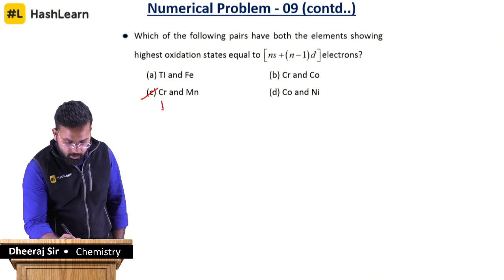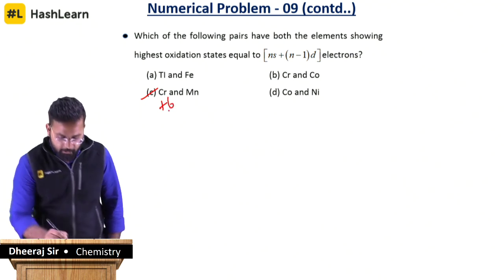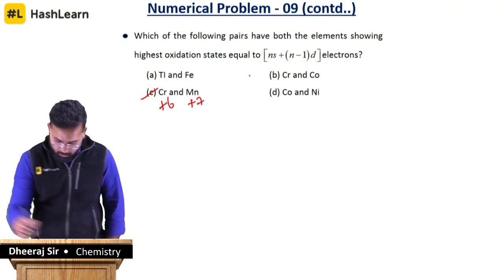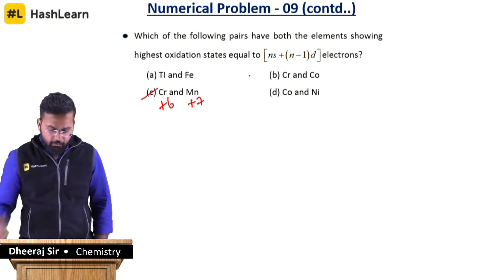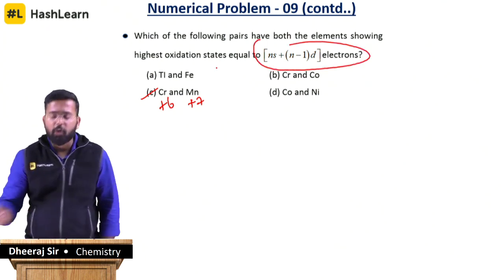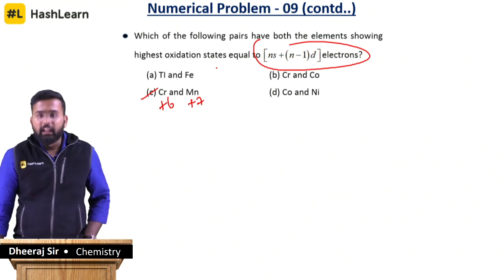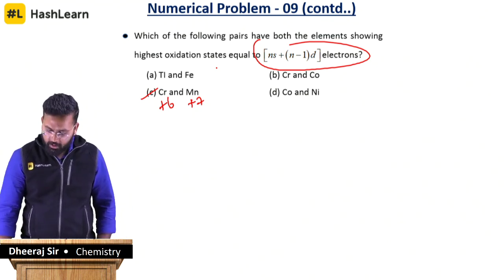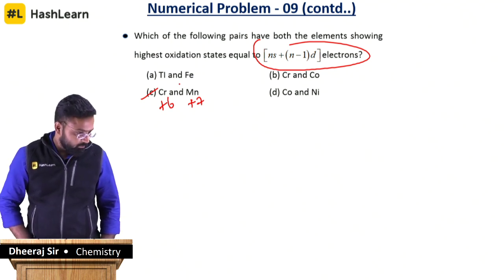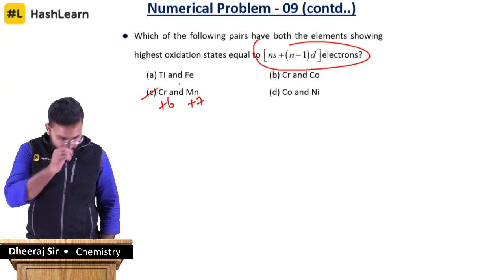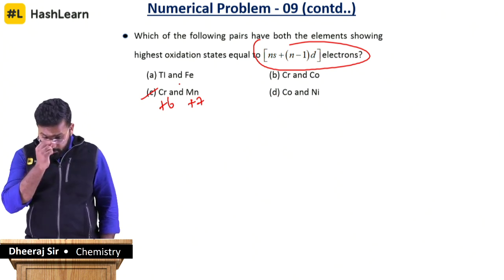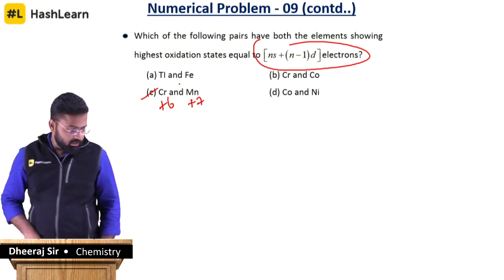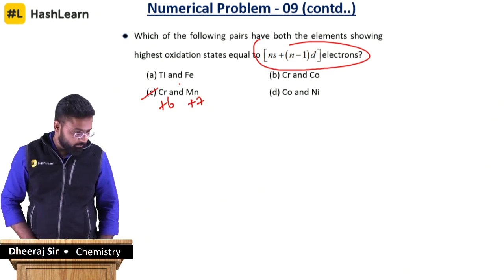Chromium forms a maximum oxidation state of +6 and manganese forms +7. So you don't have to worry about this. This talks about 3D elements, but you should know it is chromium and manganese just based on their rough atomic number or electronic configuration. So Rakesh, let us know what is your answer and let me know if there are any concerns about the question wherein I can help you with it.